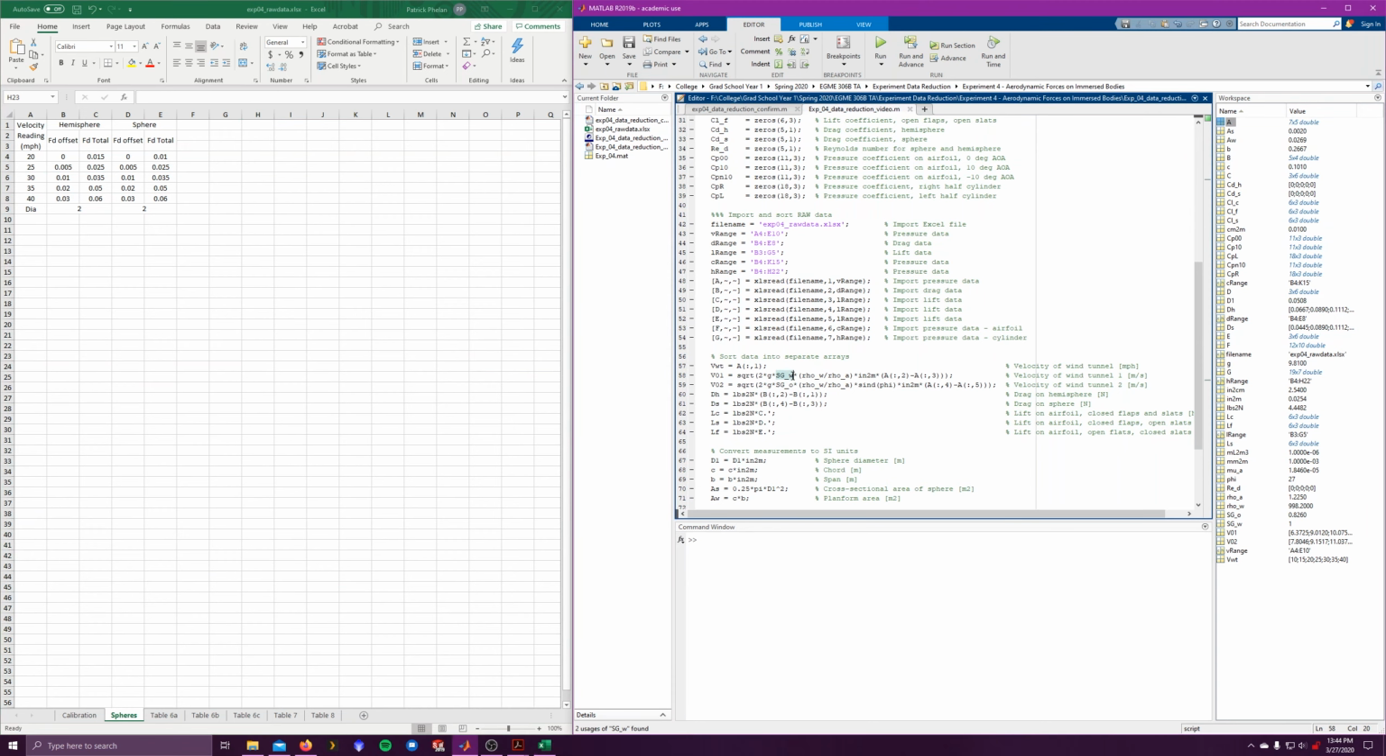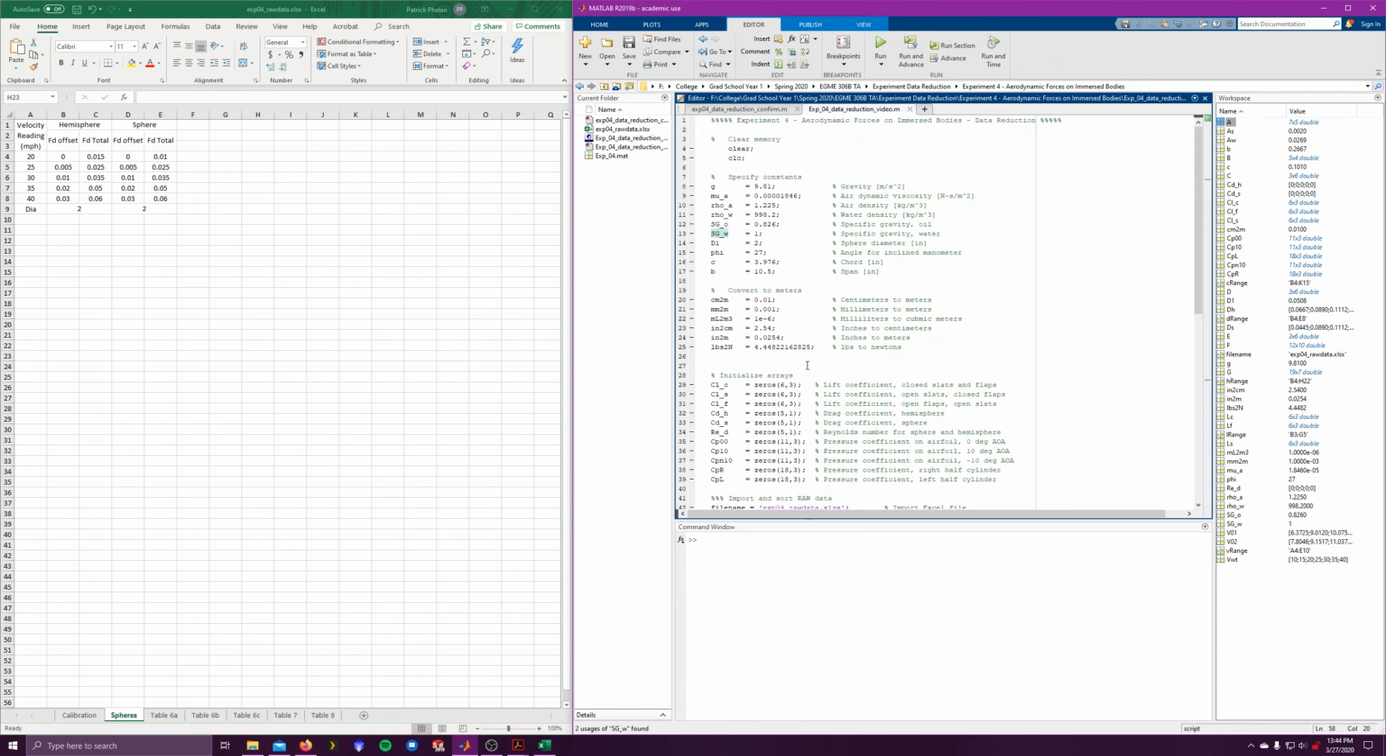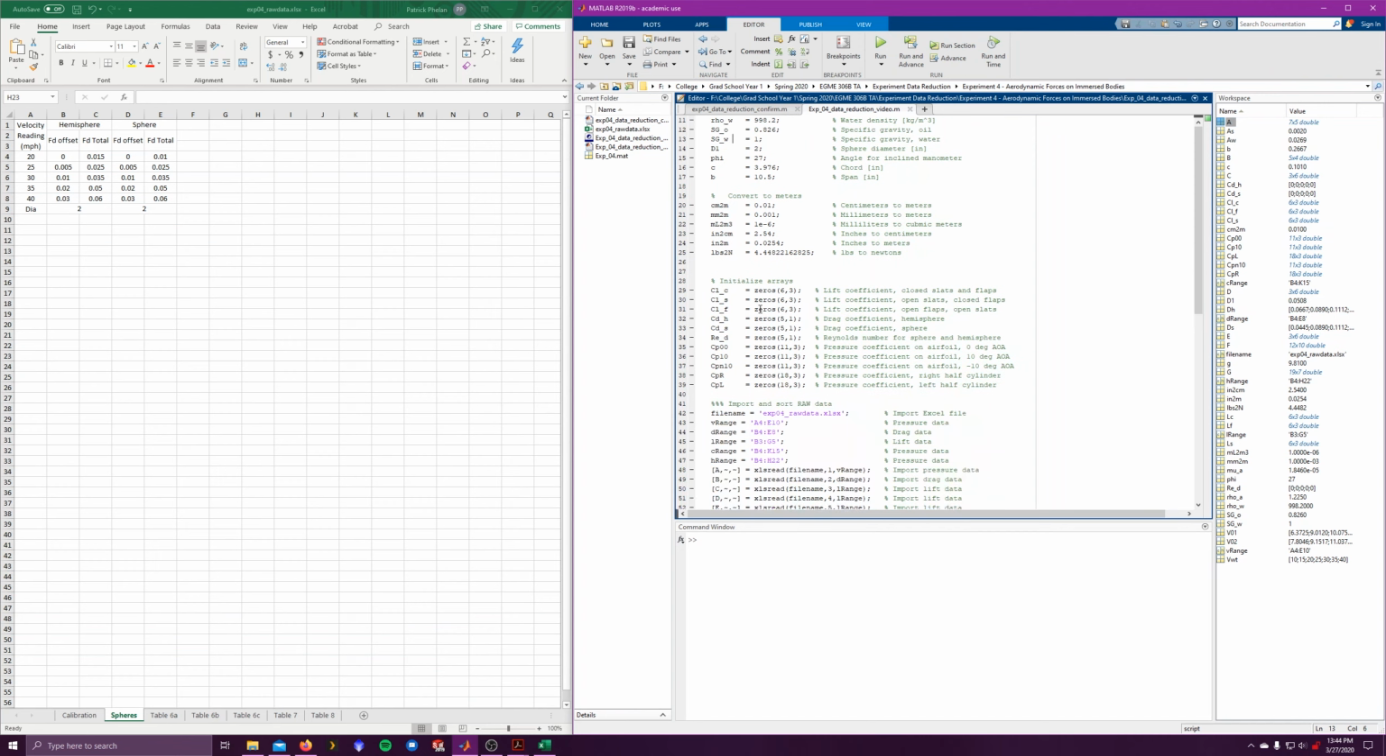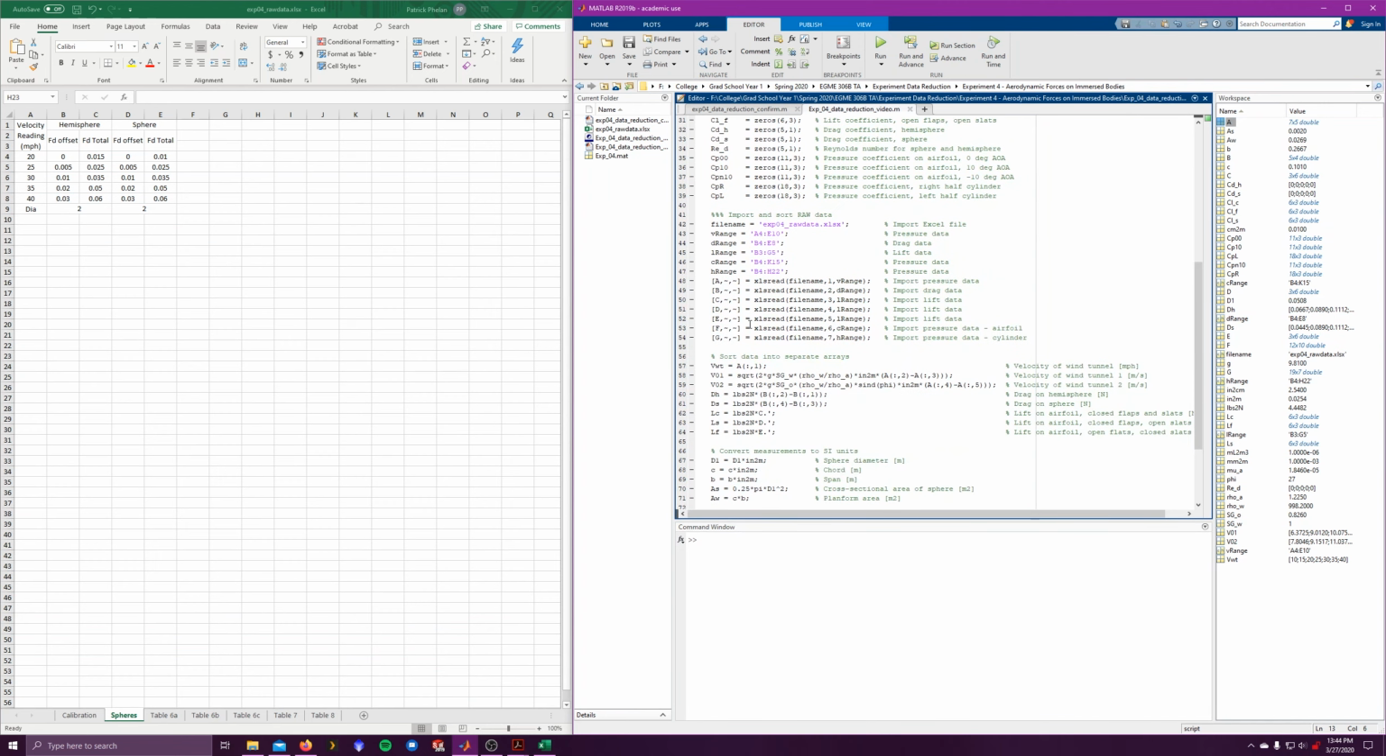And then also here, I kind of talked about this last time, but what I've done is I've added this specific gravity for water here, and I've changed this to specific gravity underscore O for the specific gravity of the oil. Okay, so just make those corrections and then you'll be good to go.